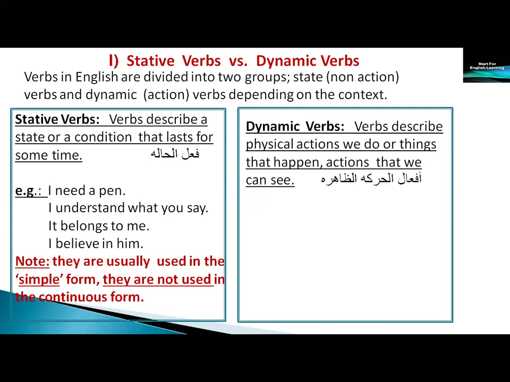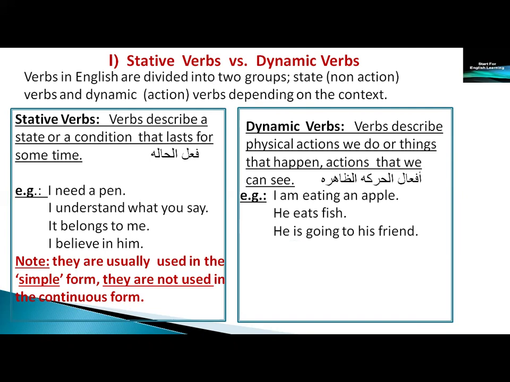Dynamic verbs. Dynamic verbs describe physical actions we do or things that happen, actions that we can see. Example: I'm eating an apple. He eats fish. He's going to his friend. He goes to school.